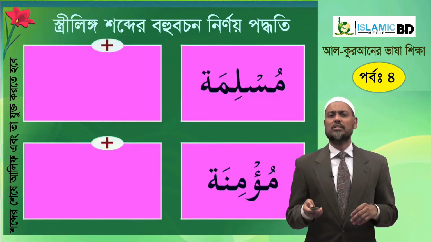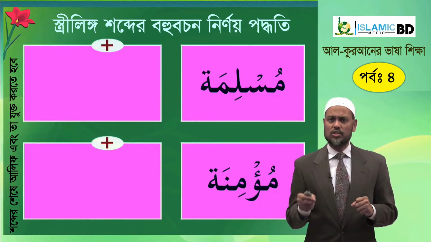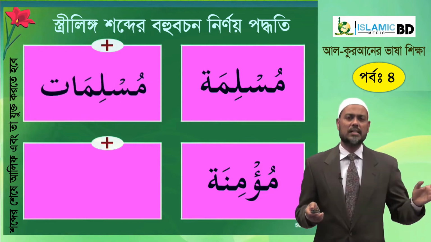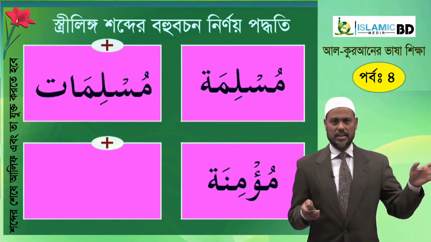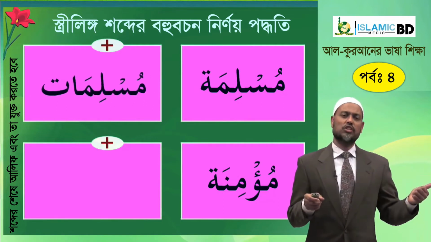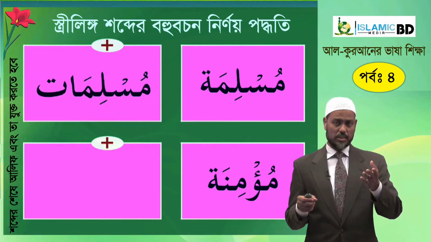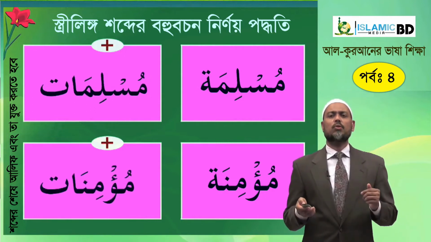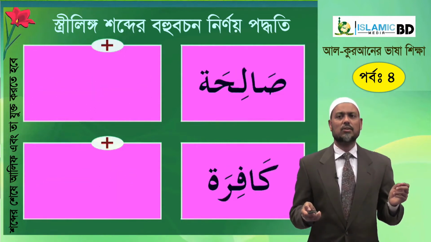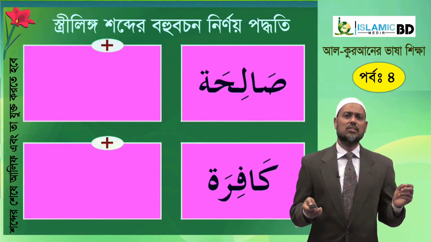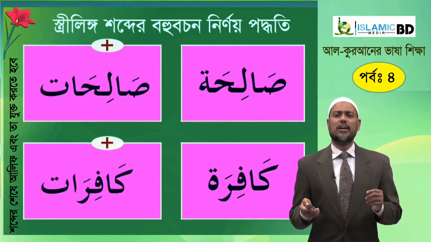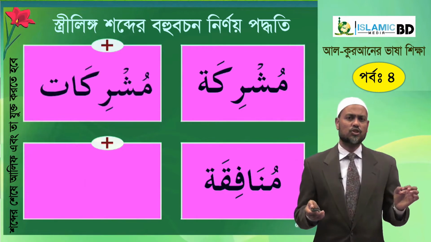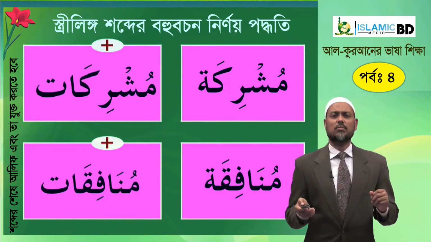Let us learn how to make plurals also. The plural of Muslimah is Muslimat. You just add alif and ta at the end. You drop that round ta and just add alif and ta. Muslimah, Muslimat. Can you answer me? The plural of Muslimah is Muslimat. Plural of Mu'minah is Mu'minat. Very good. Plural of Salihah is Salihat. Plural of Kafirah is Kafirat. Plural of Mushrikah is Mushrikat. Plural of Munafiqah is Munafiqat.